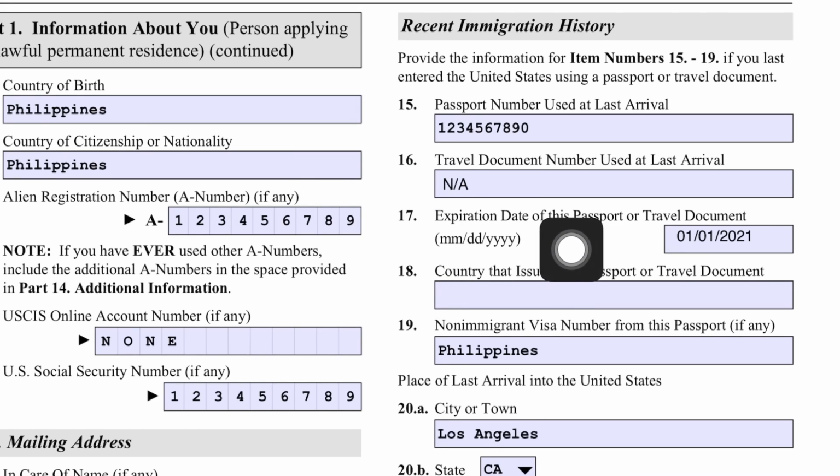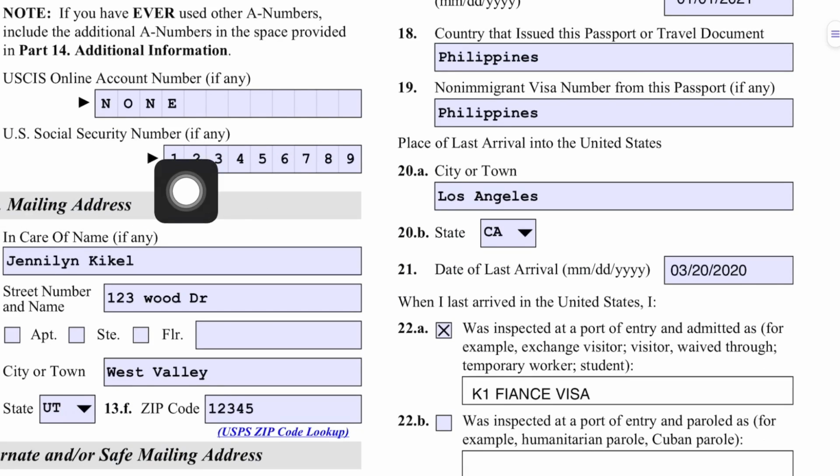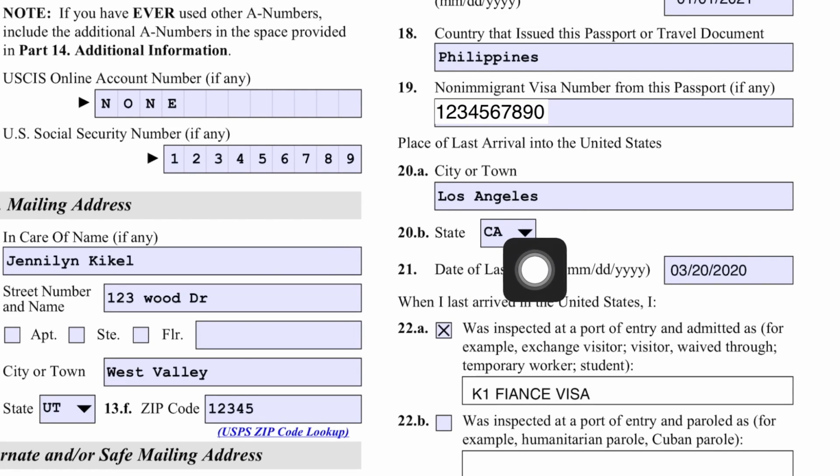So the expiration date of this passport or travel document. So put the expiration date of your passport right here. And then the next one will be the country that issued this passport or travel document. So put Philippines, where it was issued, and then place of last arrival into the United States. So put the city or town. My last arrival was in Los Angeles, and then the state was California. So I put CA, and then the date of your arrival. Put the date of your arrival.